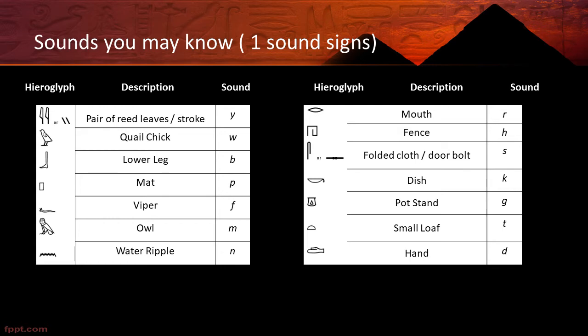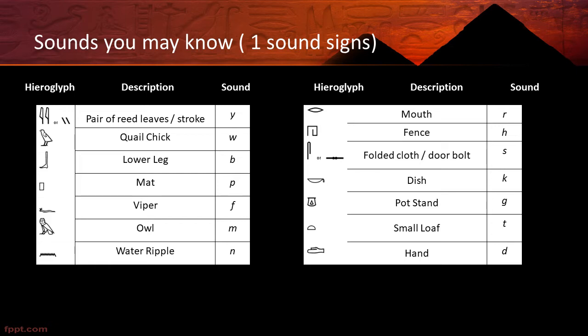So now let's start looking at the actual hieroglyphs that we can actually understand. Before us is a list of a couple of the common ones, known as the one sound signs. Each hieroglyph itself presents one sound. For example, the top one, 2 reeds or 2 slashes or strokes, presents the Y sound. The quail chick, as we've shown earlier, is the W sound.